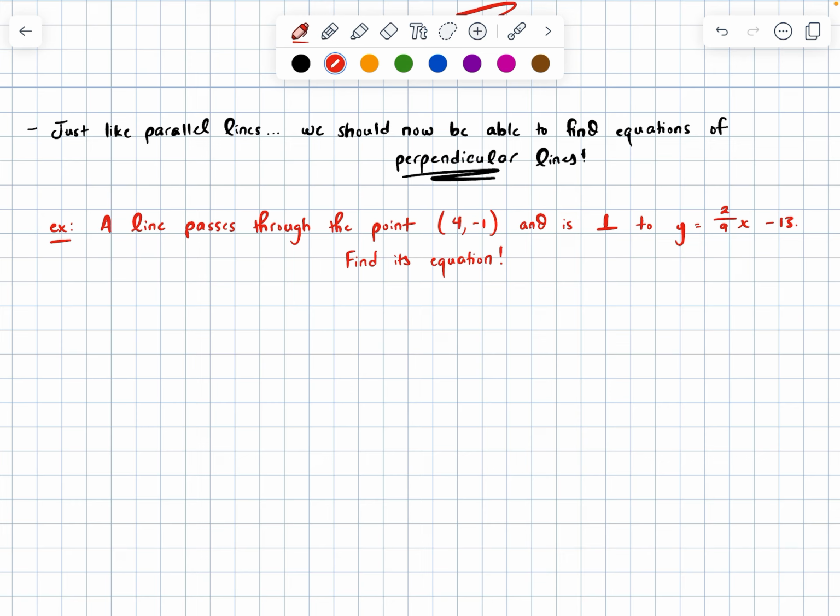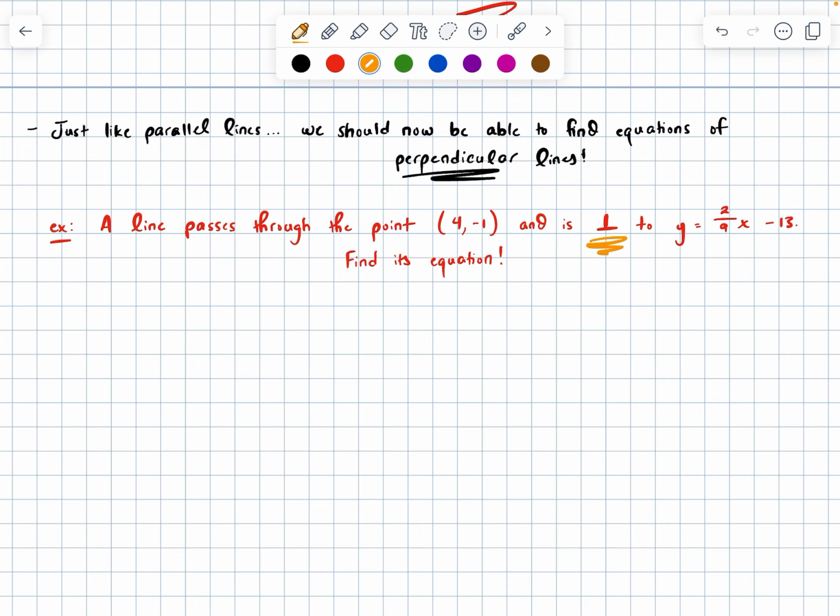Let's find the equation. So give yourself a minute, think creatively, pause the video. How can I use this perpendicular line to my advantage to build the equation of the line that I want? Go ahead, pause, play around, have fun. All right, let's do it.